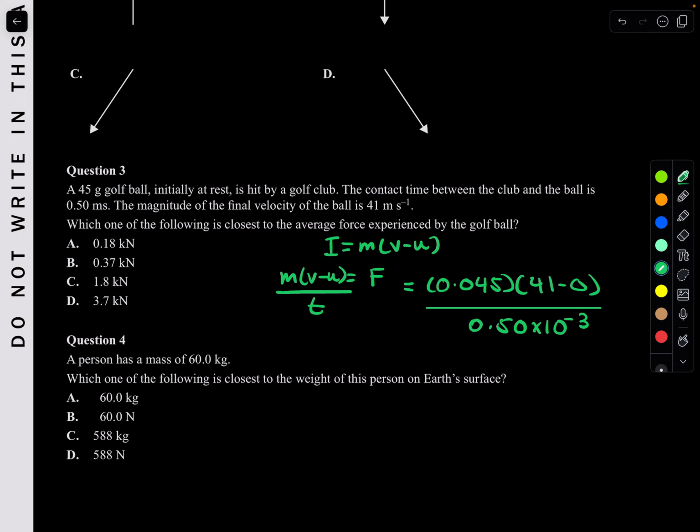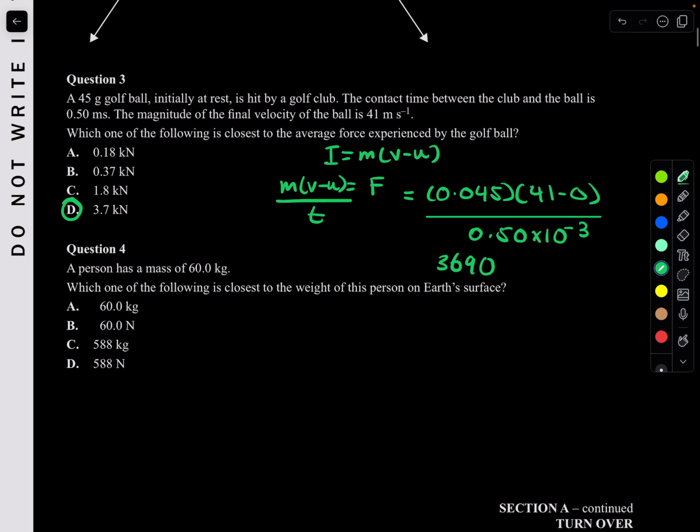Let's do that. 0.045, 41, 0.50 times 10 to the negative 3. And that gives me 3,690, which is approximately 3.7 kilonewtons. Done. Easy. Next question.